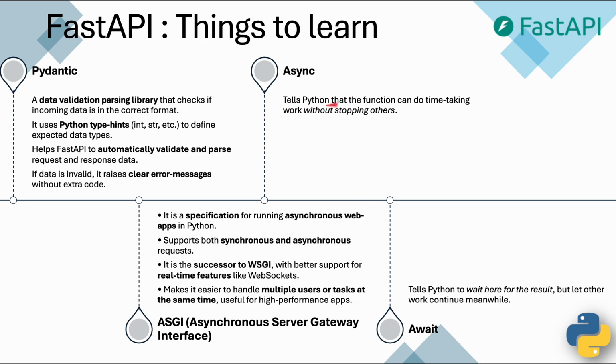Async tells Python that the function can do time taking work without stopping others. Await tells Python to wait here for the result, but let other work continue meanwhile.